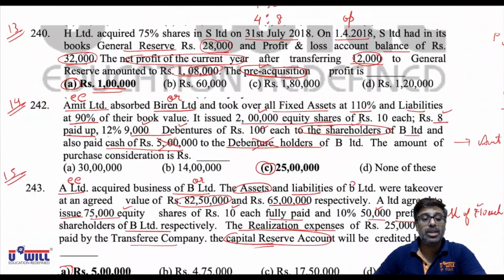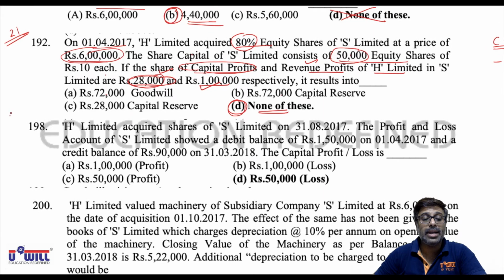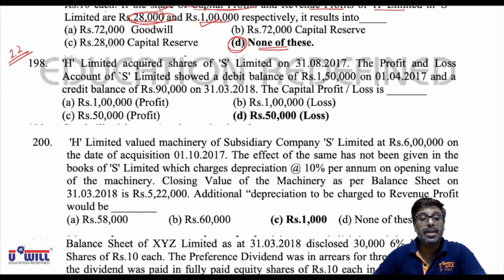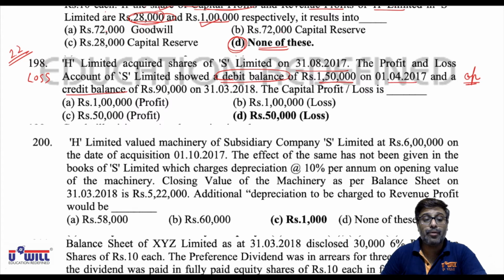Look at question 22 which I am doing now. That is 198th question of your study material. H Limited acquired shares of S Limited on 31st August 2017. The profit and loss account of S Limited showed a debit balance, means loss, of 1,50,000 on 1/4/17, that is opening balance, and a credit balance, means profit, of 90,000 on 31/3/2018, that is closing balance.